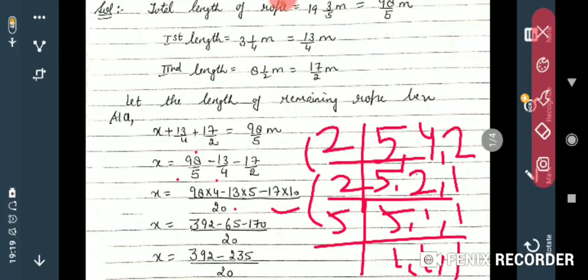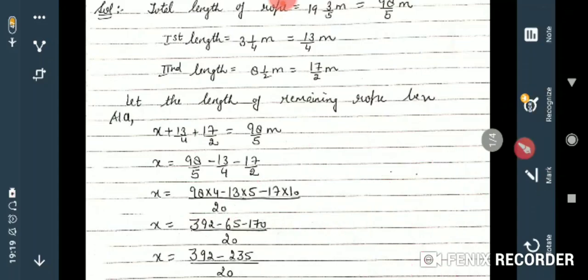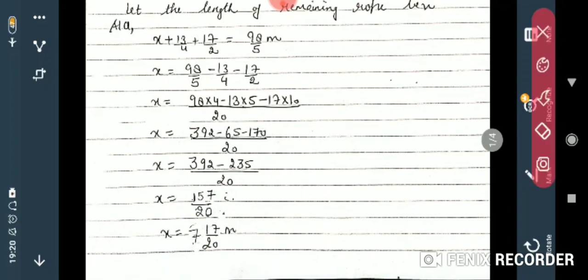So, 98 multiply 4, you will get 392. Then 4 multiply 5, 20. So, 13 multiply by 5, you will get 65. Same, 2 multiply 10, 20. So, 17 multiply 10, you will get 170. Now, just see, 392 is positive, whereas 65 and 170 are negative. So, you will add both these values, 65 and 170. What will you get? 235. And which sign will be there? Negative sign. Why? Because these two values are negative, upon 20.